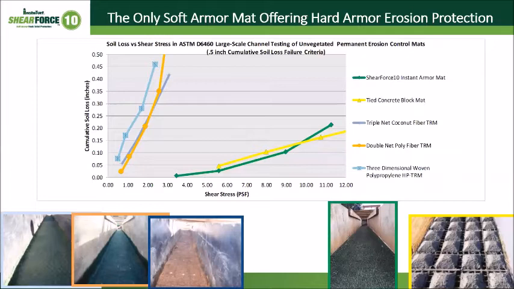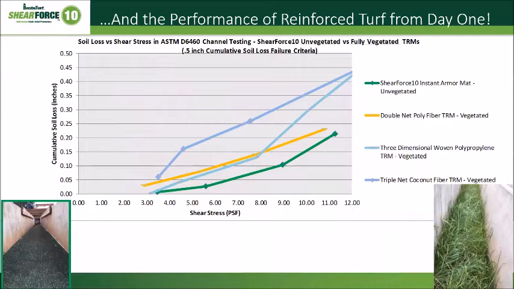So we also say this product gives you basically the performance of reinforced turf from day one. And what we mean by that, I think you can see in this chart here, once again, we're looking at cumulative soil loss versus applied shear stress. And the top three lines you see there, those are the turf reinforcement mats I just showed you in the previous slide, which were unvegetated. In this slide, they're fully vegetated. So this is their performance with approximately 12 months of vegetation growth. The green line is the Shear Force 10 Instant Armor Mat, unvegetated. And you can see the Shear Force 10 product actually outperformed these other turf reinforcement mats in their fully vegetated state.